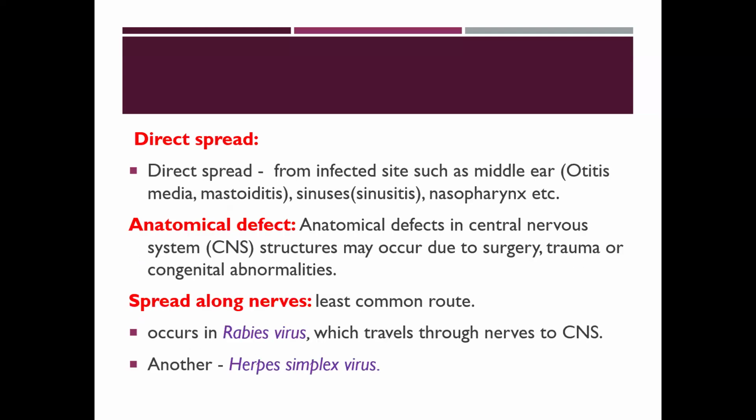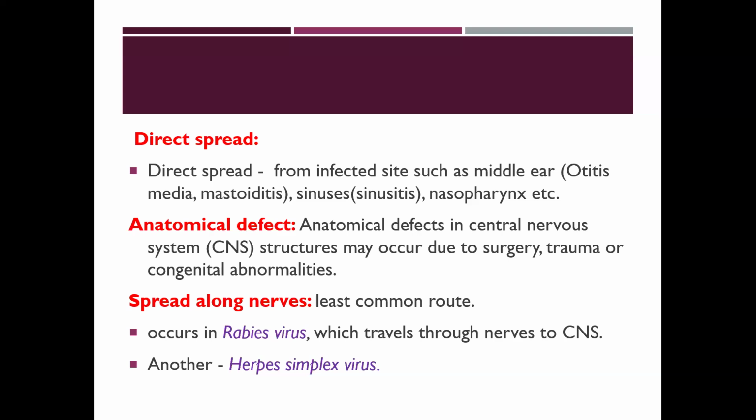Next, direct spread. Sometimes the microorganisms directly spread to the brain from infected sites, such as the middle ear. Suppose the patient already has a middle ear infection, such as otitis media. What is otitis media? Infection of the middle ear. Or in case of mastoiditis, or if the patient already has sinusitis, or from the nasopharynx also, the bacteria or virus directly enters the brain.